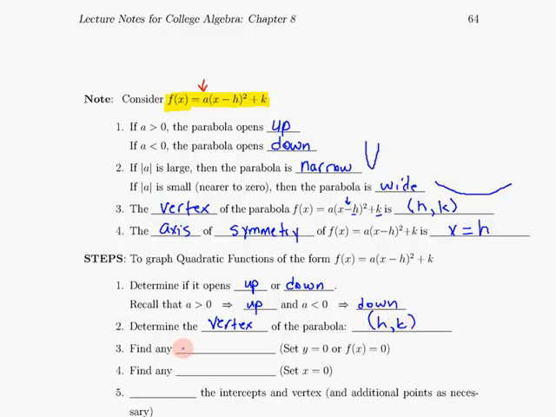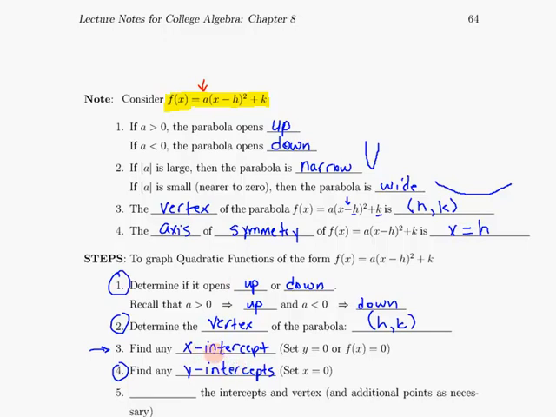Then we find any x-intercepts, so we know where it crosses the x-axis. That's what you do by setting y equal to 0. You can also find any y-intercepts by setting x equal to 0. Okay, really the most important steps here are 1, 2, and 4. Step 3 is kind of optional, meaning that if you have enough information from steps 1, 2, and 4 to graph this curve, then you can stop there.